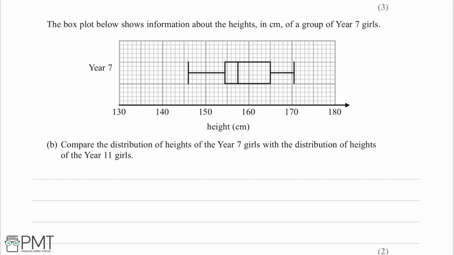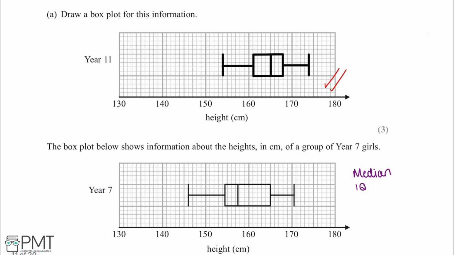The box plot below shows information about the heights in centimetres of a group of Year 7 girls. Compare the distribution of heights of the Year 7 girls with the distribution of heights of the Year 11 girls. Now, in order to compare these 2 box plots, we need to compare the median and we need to compare the interquartile range. If we take a look at the box plot above, we can see that they both have the same scale on them.